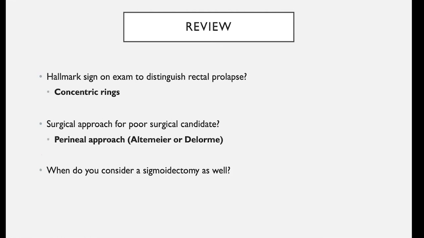And then when would you consider offering a sigmoidectomy at the time of rectopexy for an abdominal approach? If they have redundant sigmoid. So it's more so if they've got a concomitant history of constipation, but they probably do have a redundant sigmoid if they have that history.